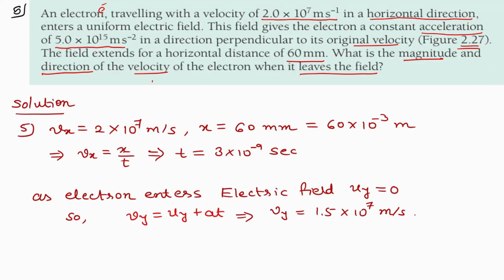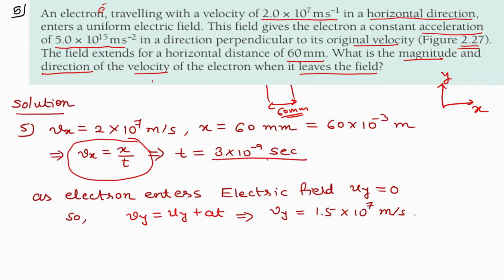Now the solution time. We know the horizontal direction, which I defined like this. The initial speed in the horizontal direction is 2 × 10^7 meters per second, and the gap over here is about 60 millimeters. So we need to find t. How much time does it take? I use the simple formula, distance upon time, and I got the answer 3 × 10^-9 seconds.